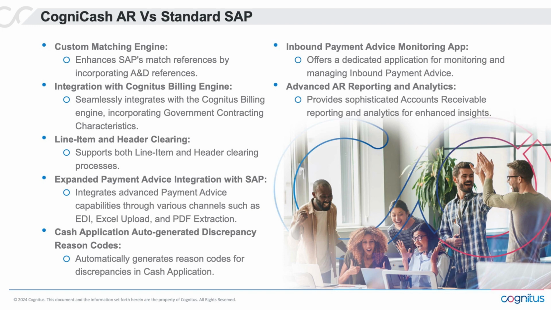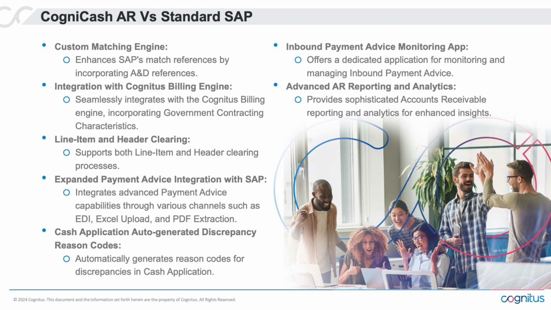The Cash App is able to generate line item specific or header specific discrepancy reason codes. So if the underpayment or overpayment is due to a discrepancy in price, quantity, both, or if it's a header discrepancy, the system will generate these reason codes automatically. And this reduces the manual need to match payments to invoices and determine the reason for that mismatch.